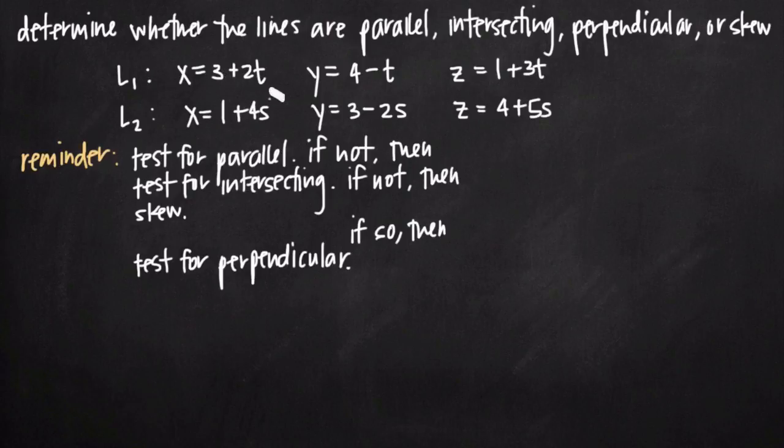As you can see for L sub 1, our parameter value is t. We have this parameter value t in all three of our parametric equations. For L sub 2, we have a parameter value of s. So that's going to be important later on. We just want to make a quick mental note of that.